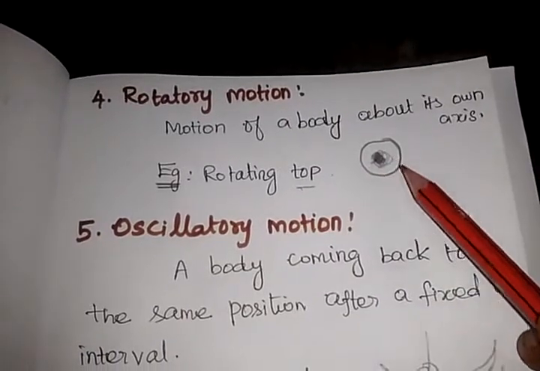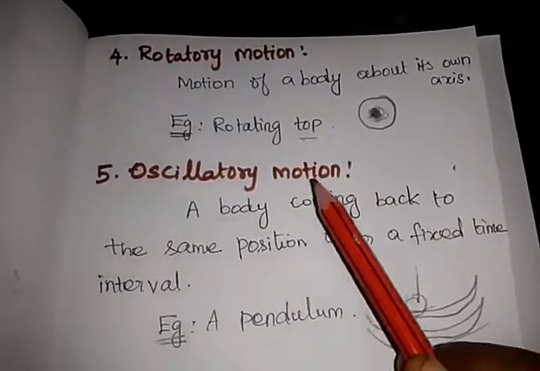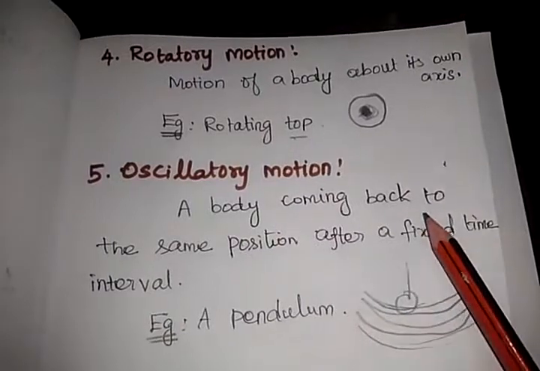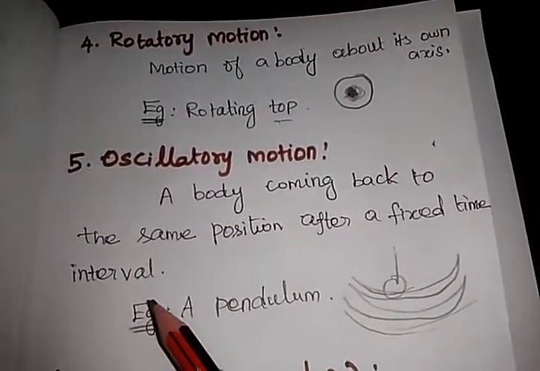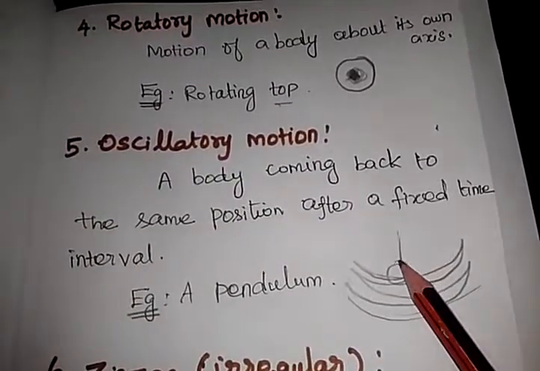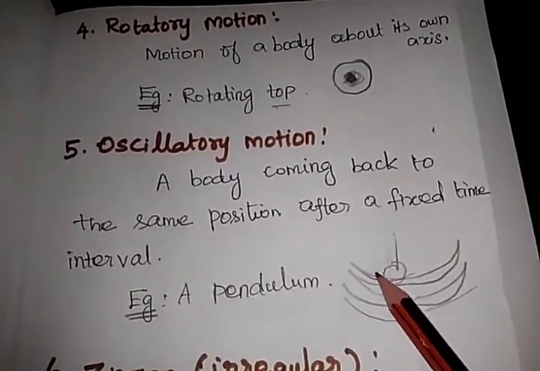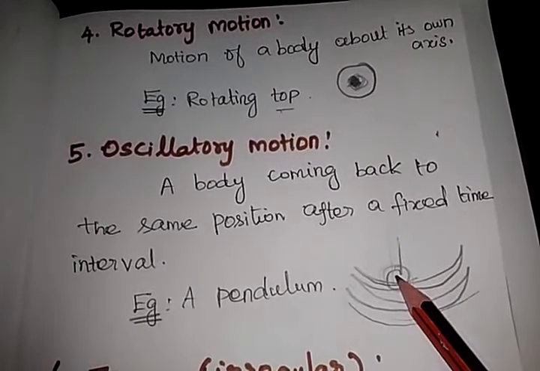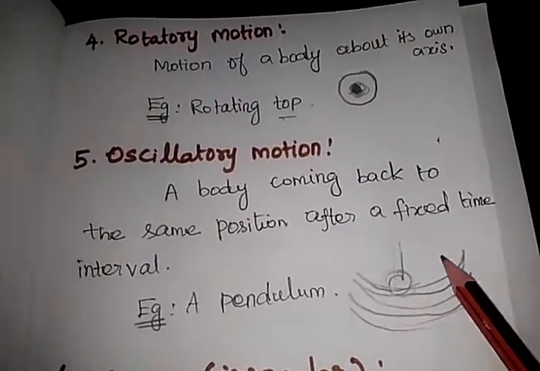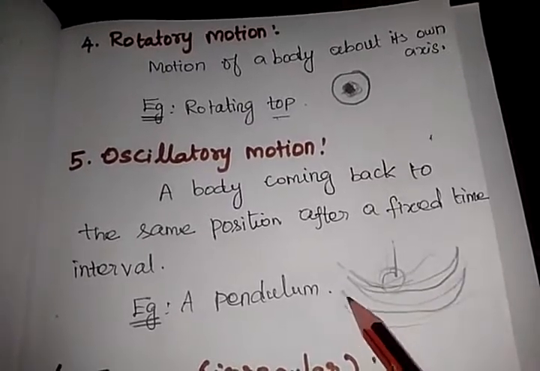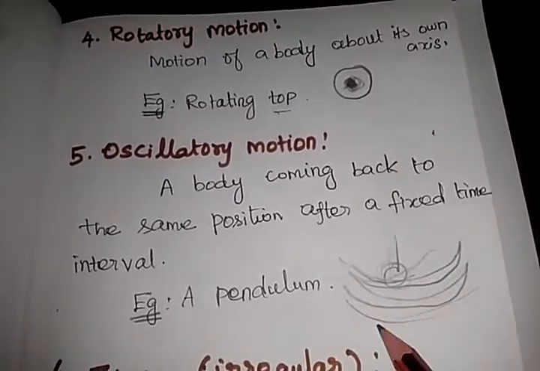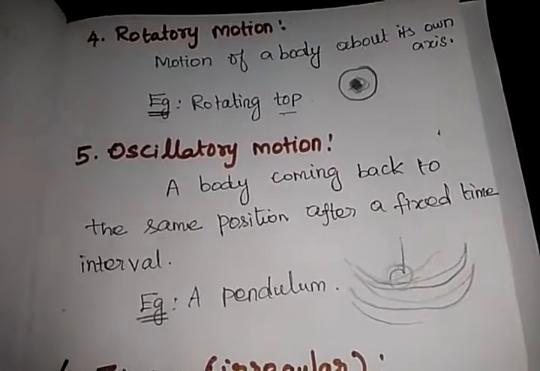Then we see oscillatory motion. A body coming back to the same position after a fixed time interval. Here we see a pendulum coming back to the same position after a fixed time interval. Students, it is an oscillatory motion.